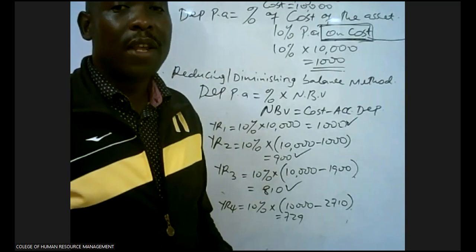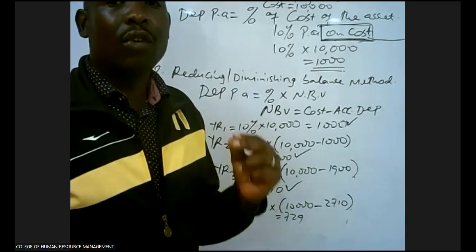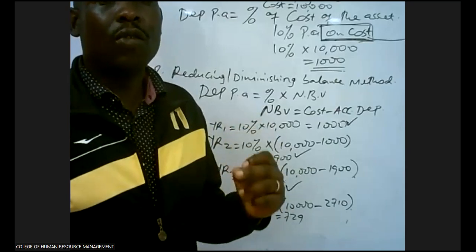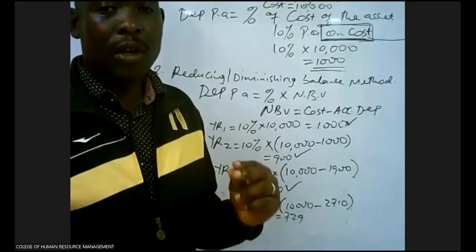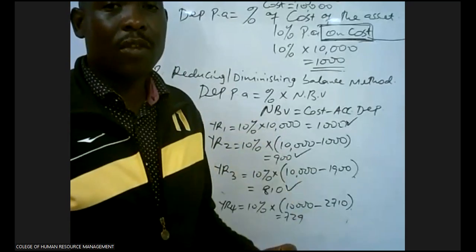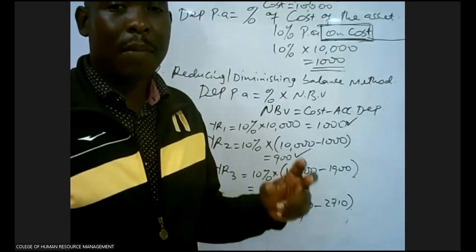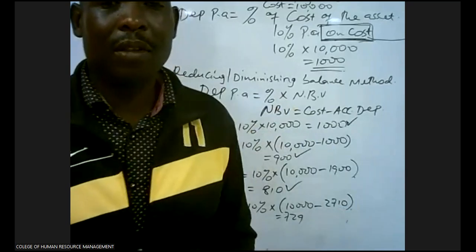So you need to be very careful. When it comes to an example, you will be told either to calculate depreciation using straight line or using the reducing balance. If it is straight line, they will tell you it is on cost or on straight line. If it is on reducing balance, they will tell you it is a percentage on reducing balance.